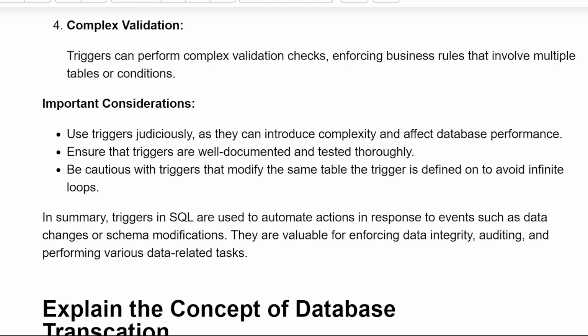Complex validation. Triggers can perform complex validation checks, enforcing business rules that involve multiple tables or conditions. Important considerations: use triggers judiciously, as they can introduce complexity and affect database performance. Ensure that triggers are well documented and tested thoroughly. Be cautious with triggers that modify the same table the trigger is defined on, to avoid infinite loops.